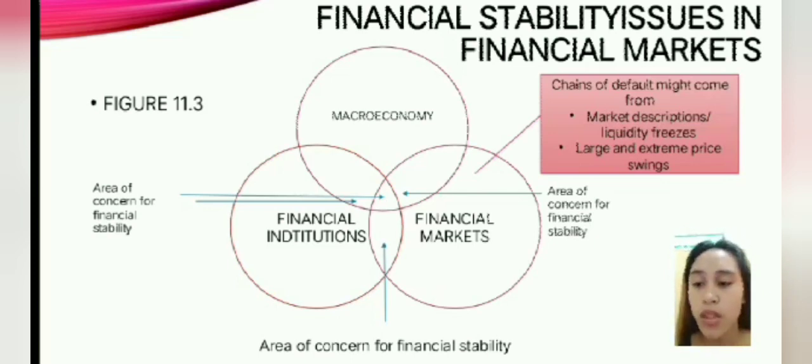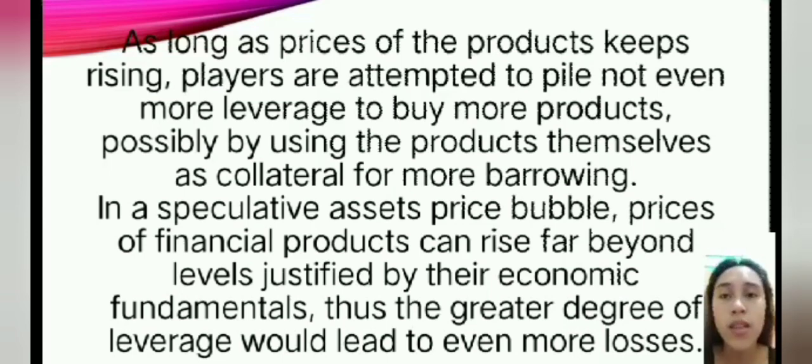So that means as long as the price of products keeps rising, players are attempting to pile on even more leverage to buy more products, possibly by using the products themselves as collateral for more borrowing. In speculative asset price bubbles, prices of financial products can rise far beyond levels justified by their economic fundamentals. Thus, a greater degree of leverage would lead to even more losses.